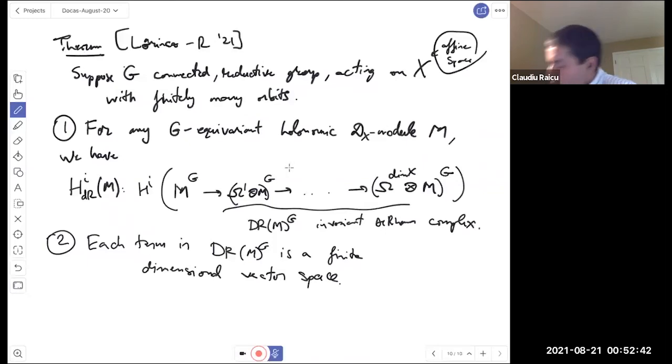So let's just do an example to show you how things go. Again, I only know one example, I guess, quadratic cones. Let me try to do that.